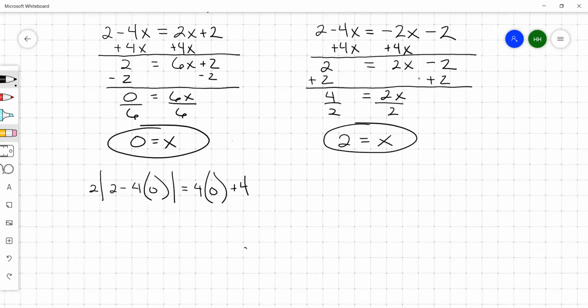So on this left-hand side, we got 2 times the absolute value of 2 minus 0 equals 0 plus 4. So on this left-hand side again, 2 times the absolute value of, what's 2 minus 0? 2. What's the absolute value of 2? No, absolute values are always positive. The absolute value of 2 is 2, times 2 is 4. And what's 0 plus 4? 4. That solution works.